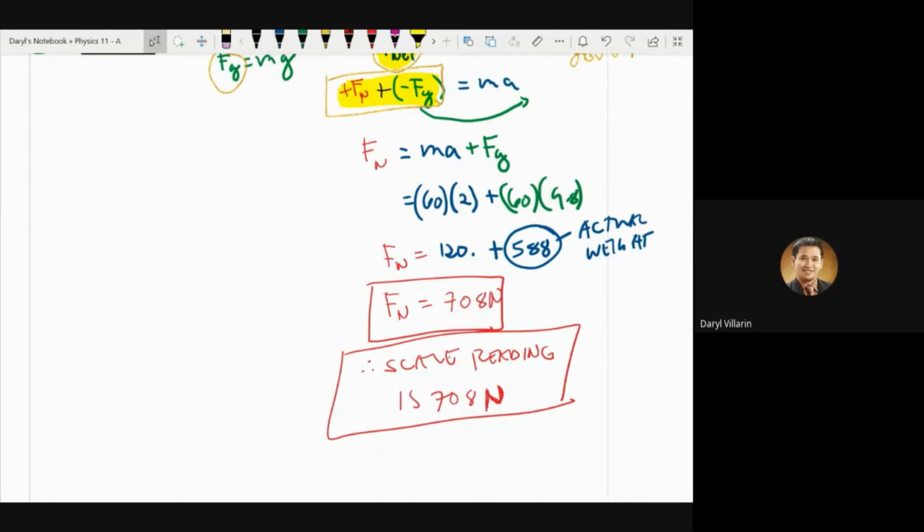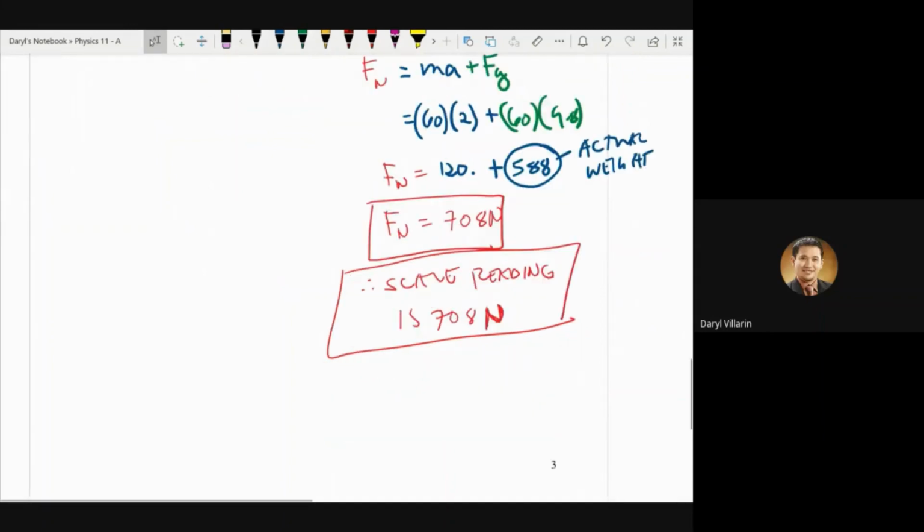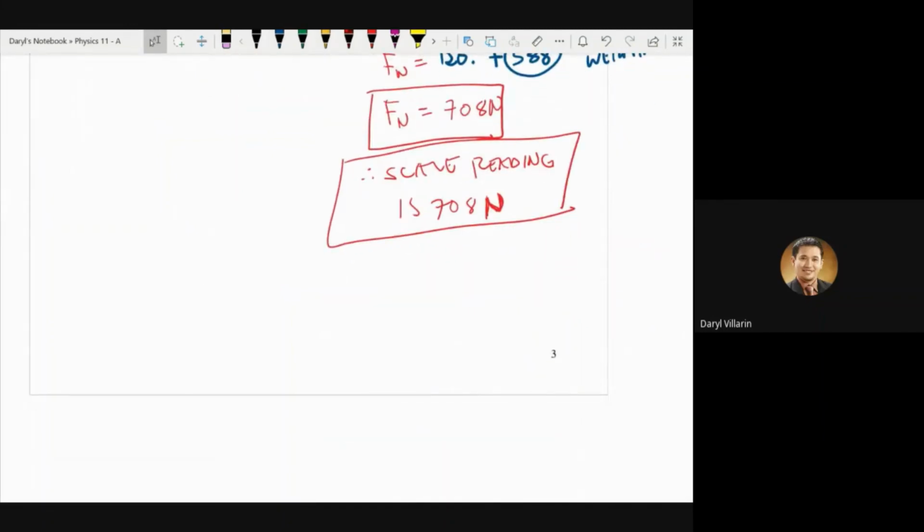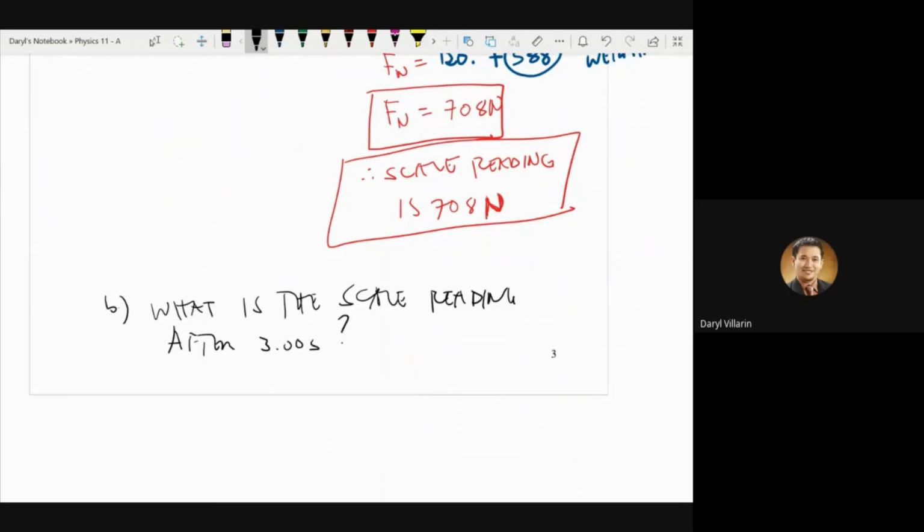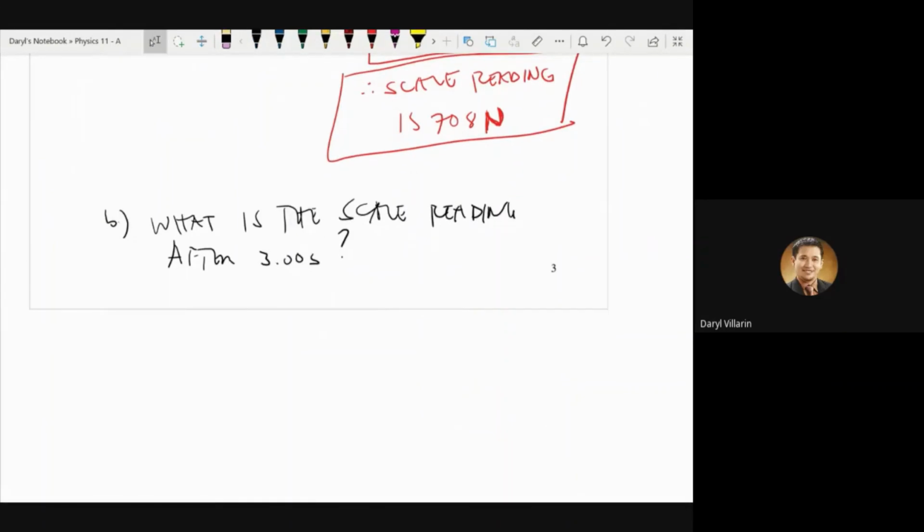So in this particular case, that's the main question. But if we can extend it, let's say this is just an additional question, not part of the actual question. Let's say, for example, you will be asked, what is the scale reading after 3 seconds? So what do you think? What do you think is the scale reading after 3 seconds?